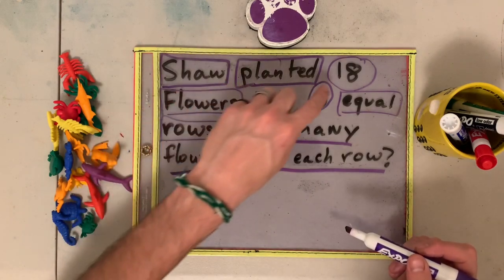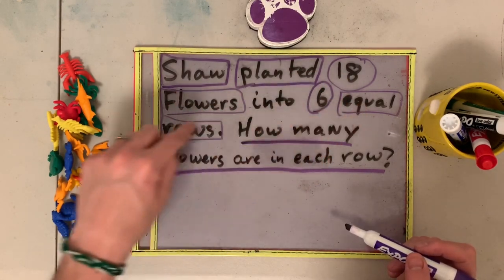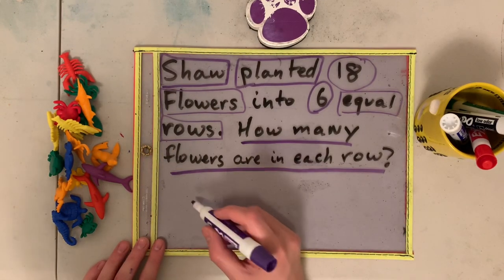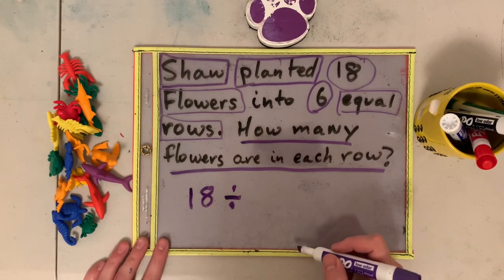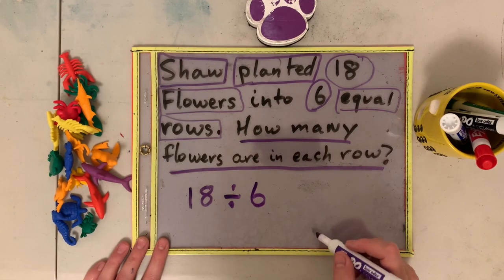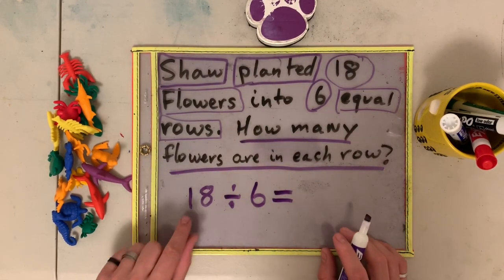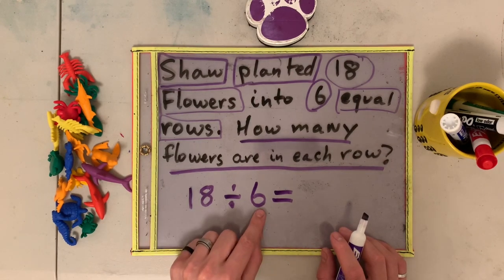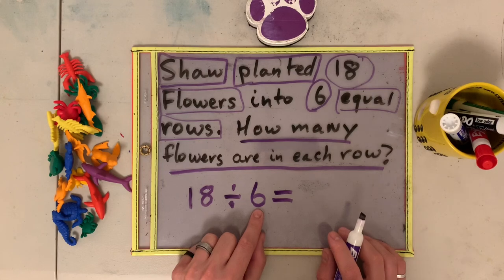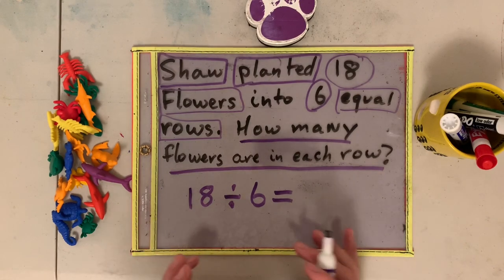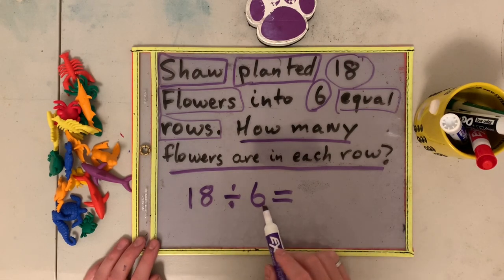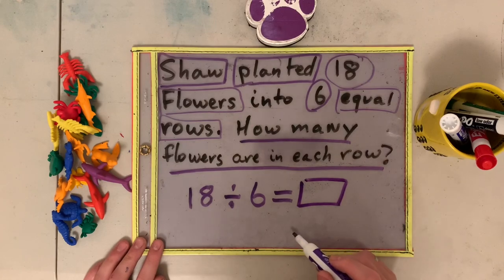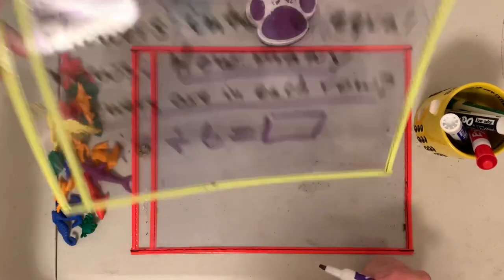Así que, Sean planted 18 flowers into 6 equal rows. So the number sentence should be like this. 18 flowers, and we're going to divide, we're going to share into 6 equal rows. Así que, 18 flores lo vamos a dividir en 6 filas. Y en cada fila vamos a ver cuántos tenemos iguales para hacer 18. We're going to divide. Remember, division is like sharing. So we're going to divide 18 divided by 6 equal how many flowers on each row.